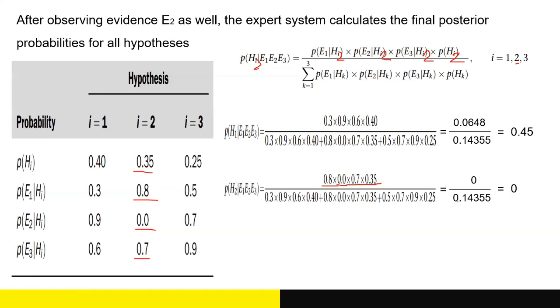0 divided by 0.14355. Since it is the same process as earlier, we just copied it so that we won't take too long. So the probability of hypothesis 2 given evidence 1, evidence 2, and evidence 3 is equal to 0. And then our i now is equal to 3.